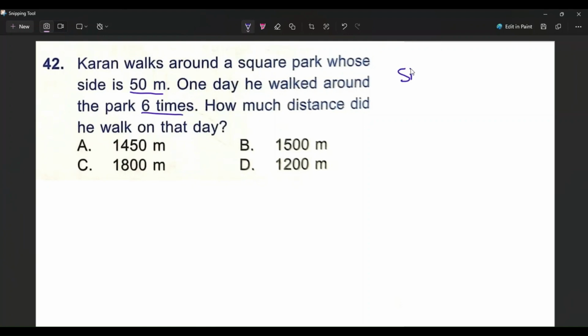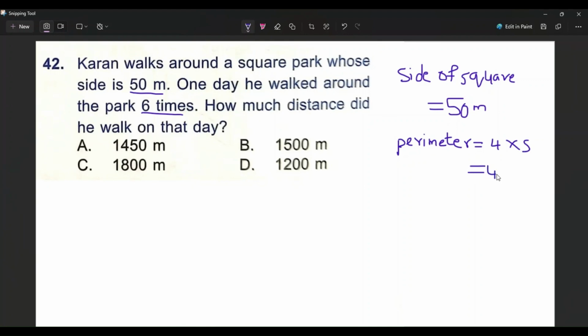So side of a square is given. Side of a square is equal to 50 meters. So perimeter is nothing but 4s. Perimeter of a square is equal to 4 into side of a square. So we could write 4 into s. So 4 into 50 is equal to, 4 fives are 20, so 200 meters.